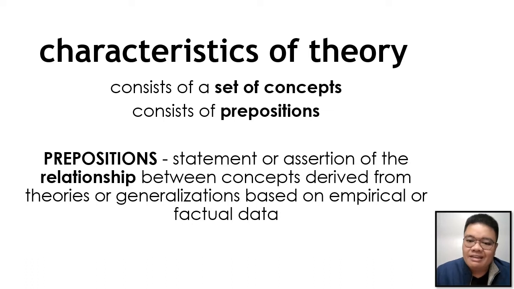Now, keywords to highlight. It is a statement or assertion of the relationship. The theory would state what is the relationship of the first variable to the second variable, or the first concept to the second concept. And this proposition is derived from previous theories. It could be that the present theory is working on old theories, let's say, for example, that of Maslow's hierarchy of needs, that could also be anchored to Florence Nightingale's theory of environment or environmental nursing theory. And these relationships are being generalized based on empirical or factual data.